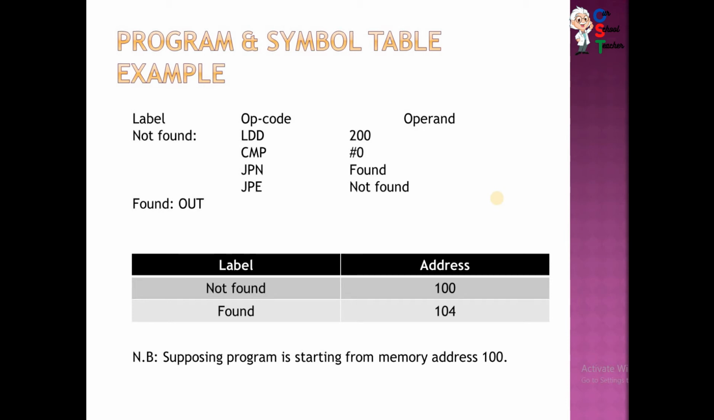The first command, or first mnemonic, is load direct, where direct addressing has been used, meaning the value from memory address 200 will be loaded into the accumulator. Then the loaded value will be compared with 0, because the next instruction is CMP 0. So the accumulator value will be compared with 0, and if it is equal, then it will go to the not found label. But if it is not equal, then it will jump to the found label. So if the value is not equal, it will jump to found, and the value of the accumulator will be outputted. So this is a simple program which I have described to you.